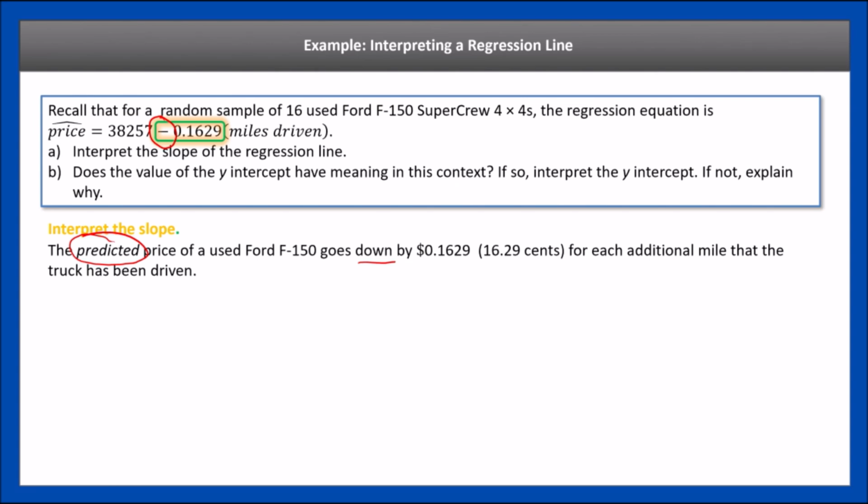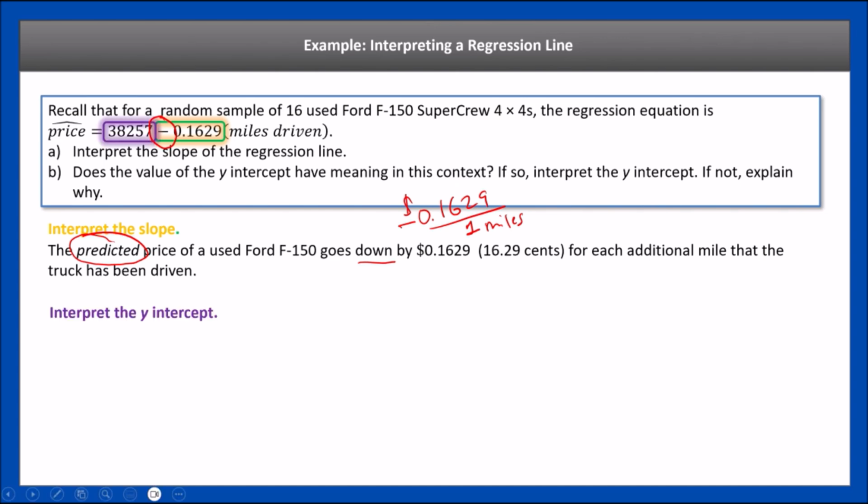Again, you can put that number over an invisible 1. And remember that the top is y, and here y is the price. So this is in dollars, and the x is in miles, okay? So it's going to be for every additional mile.